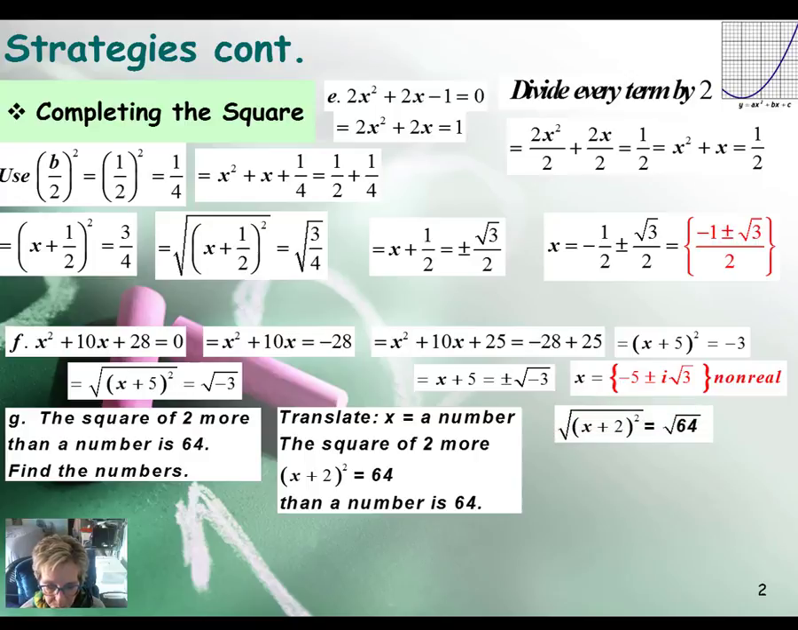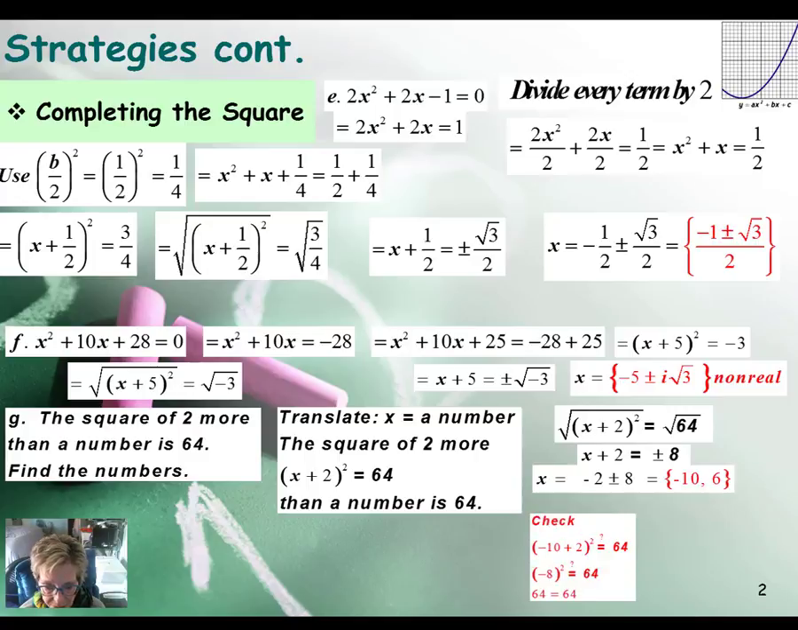I'm going to use the square root property. That drops the quantity squared on the left-hand side and gives me plus or minus 8 on the right-hand side. Now I have to subtract the 2 from both sides so I can find my solutions, and my answer is -2 plus or minus 8, and my solutions are -2 plus 8, which gives me 6, and -2 minus 8, which gives me -10.